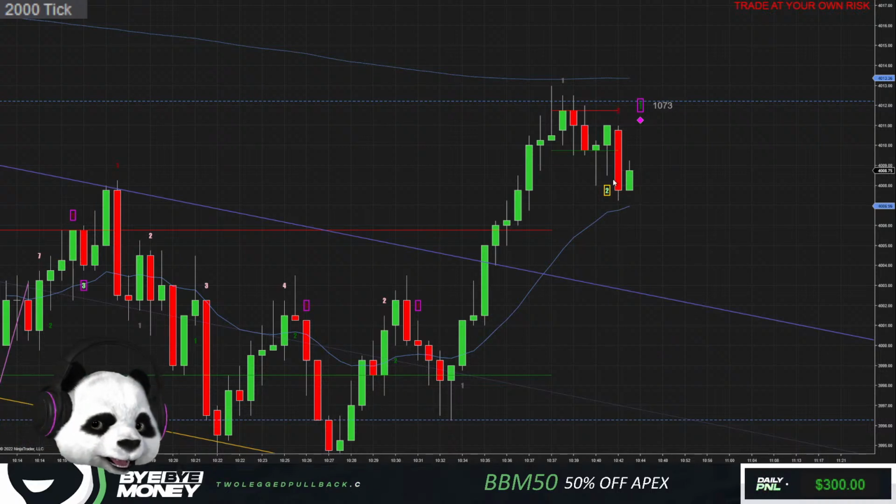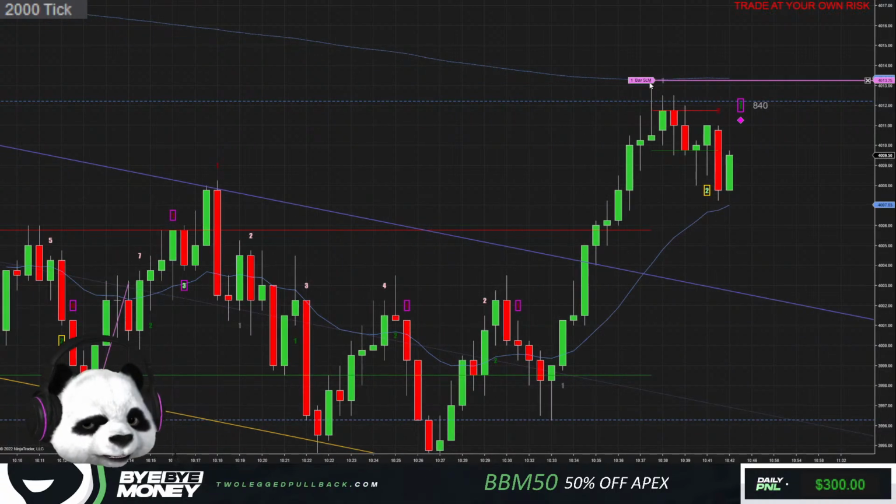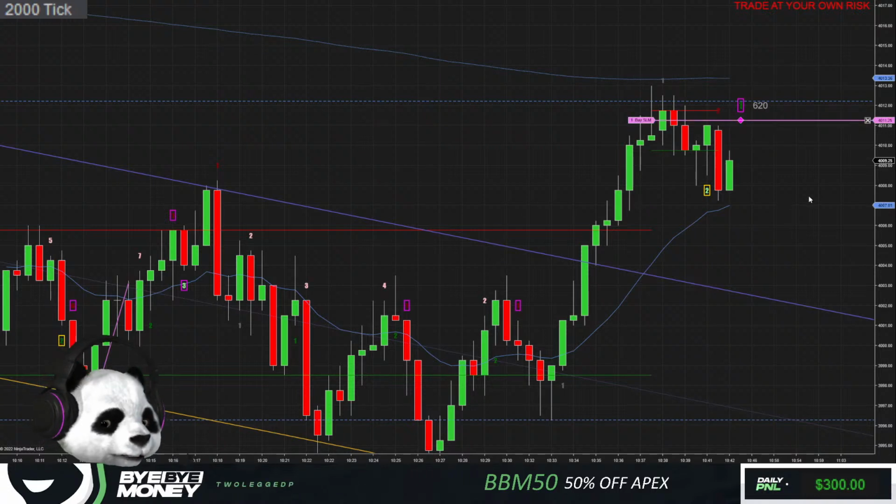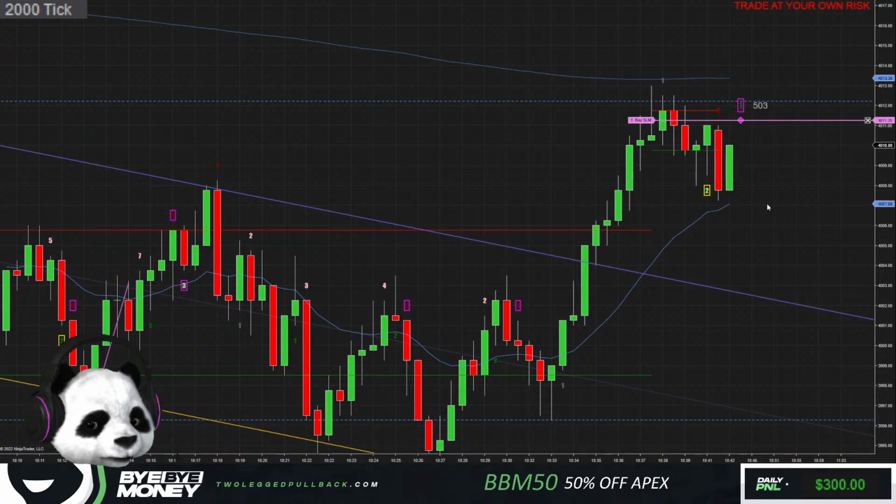Looking for a second entry long. I like it a little better here, but I don't like the fact that we're creating this inside bar. What is that about? 10,000 tick trap. Do not copy my trades, pandas. But we are going long here. Signal bar is decent. Not looking so good. No, not looking good at all. And looking pretty terrible now. I like the context more than anything here to go long.